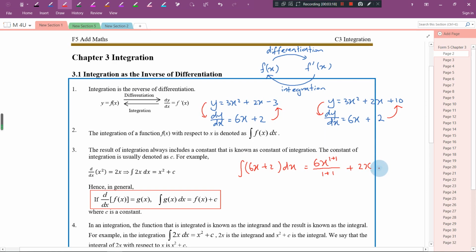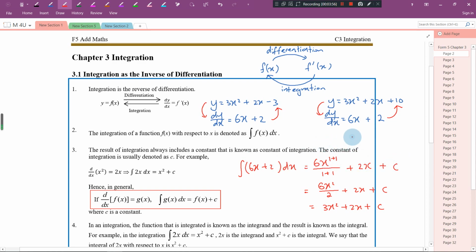So for an indefinite integral, it means that we don't have the lower limit and upper limit. We always write plus c at the back. C stands for the constant. Okay, so this is 6x power 2, over 2, plus 2x, plus c. This is 3x squared plus 2x plus c. Okay, now we have changed this one. Go back to this. This is integration. So remember, for an indefinite integral, when we integrate it, always write plus c at the back.